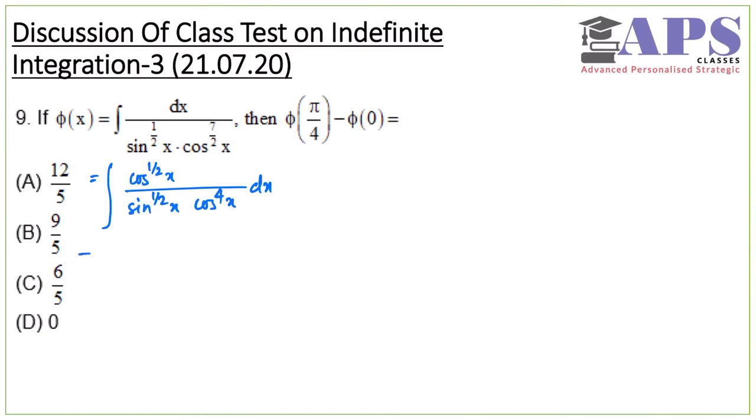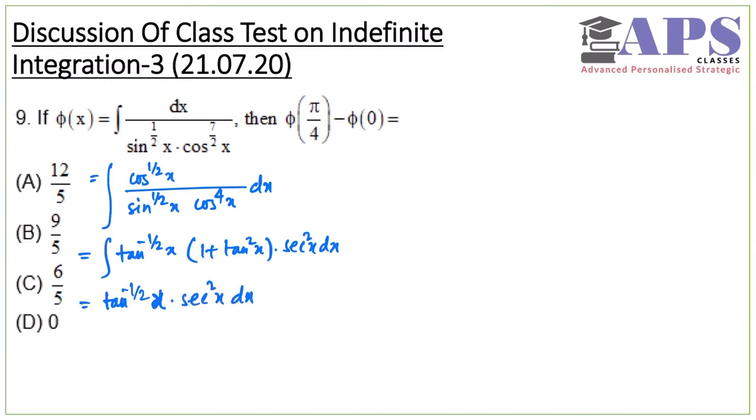Now here I can write cos power half x by sin power half x as tan power minus half x, bringing in the numerator, and cos power 4 in the numerator becomes sec power 4. So I keep one of the sec square x, and other sec square x is 1 plus tan square, and another sec square x is with dx. So now I have tan to the power minus half x into sec square x dx plus tan to the power minus half plus 2, that's plus 3 by 2 x sec square x dx.